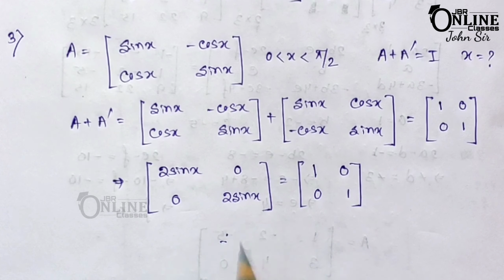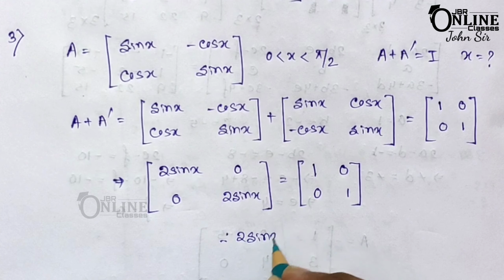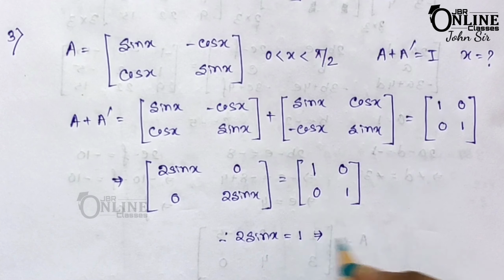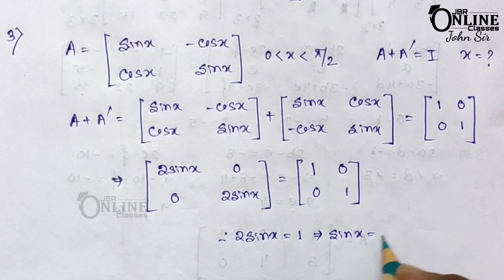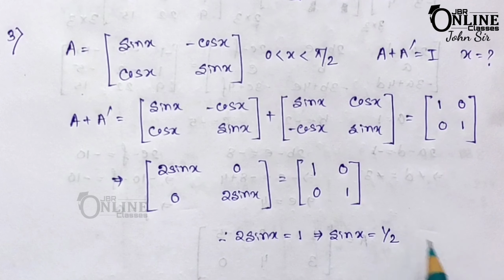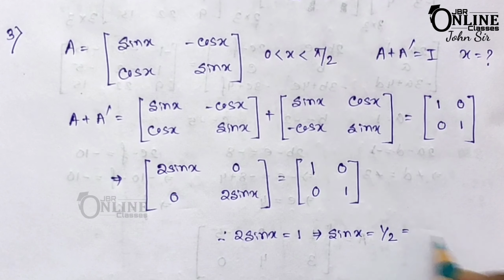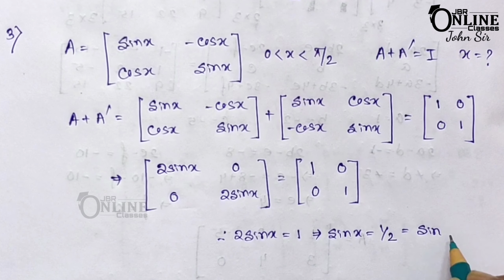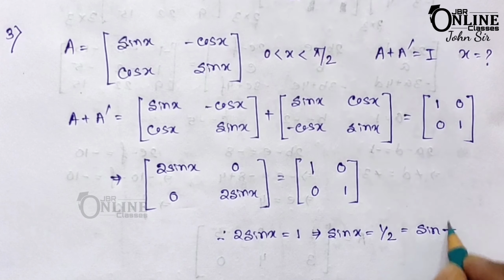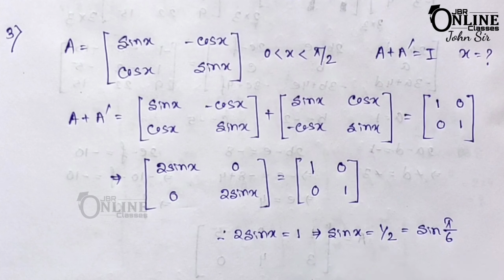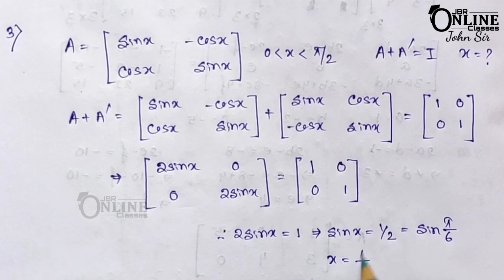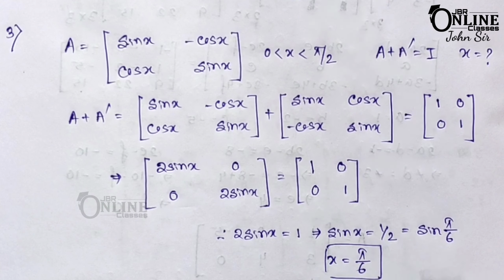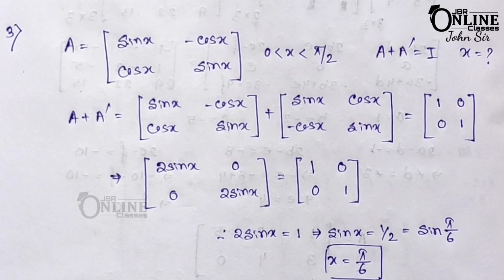So if 2 sin x equal to 1, then sin x equal to 1 by 2, and as you know, the value of sin 30 equal to 1 by 2, so it will be pi by 6. Okay, so x equal to pi by 6 is your answer.